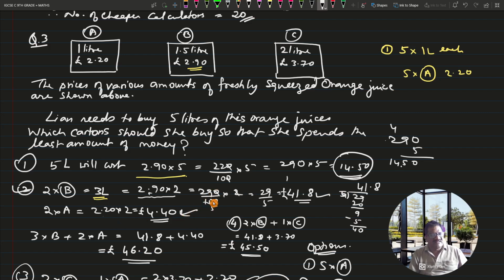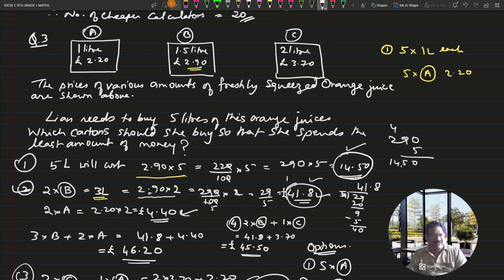When you add this 2.90 and this 4.40, you will get an amount which is coming to 41.8. So the first car amount was 14.50, second car 41.8. Let us work out for the third one.